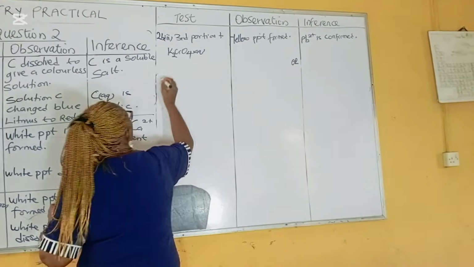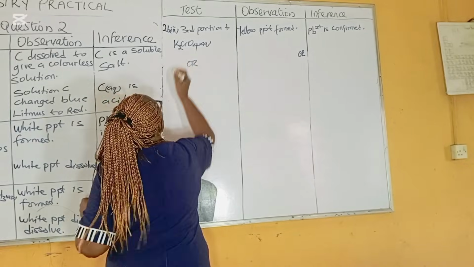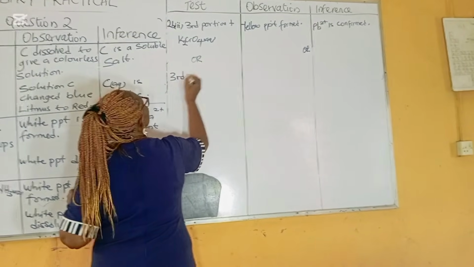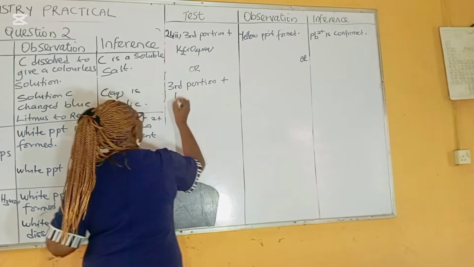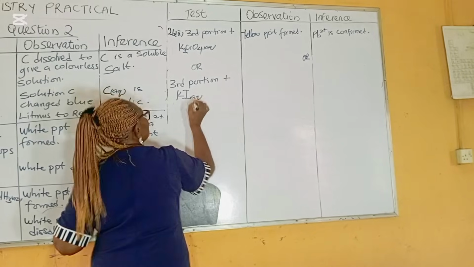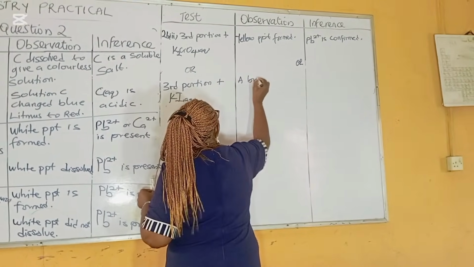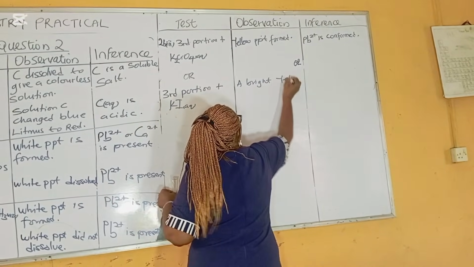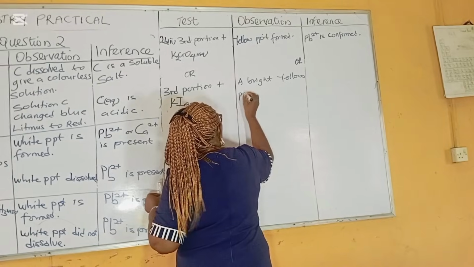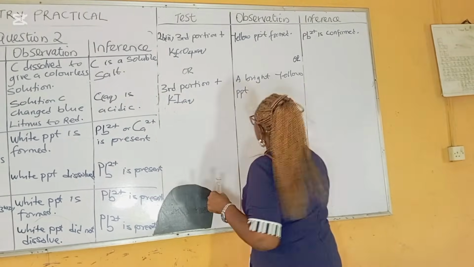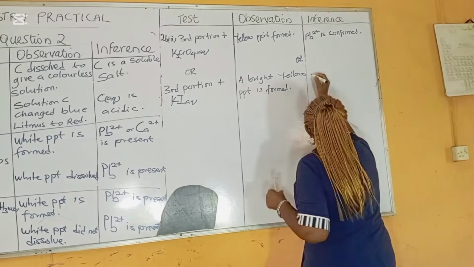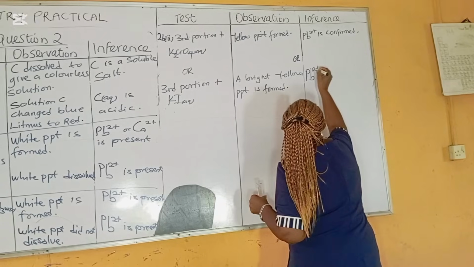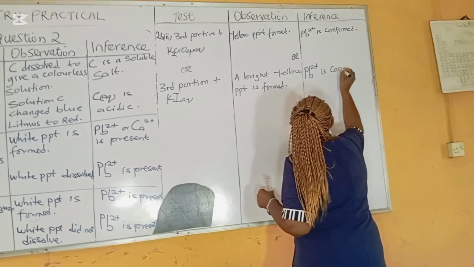So you can see, what do you write? I will not say the same number. I will say third portion plus potassium iodide solution, a bright yellow precipitate, which is allowed to be written as PPT, formed or is formed. The same, lead 2 ion is confirmed.